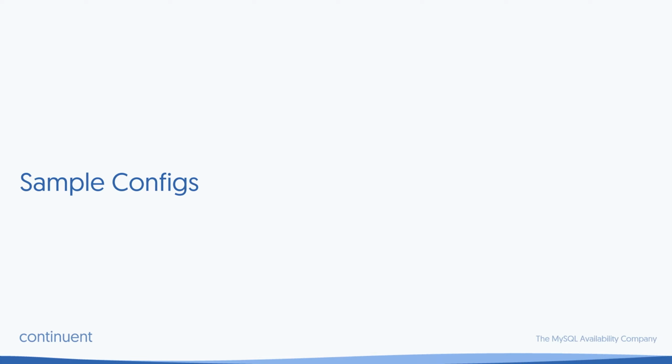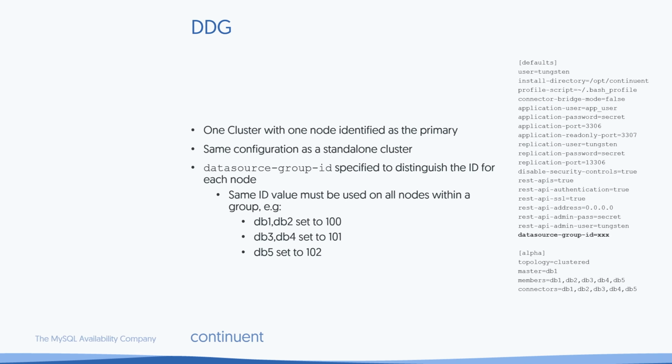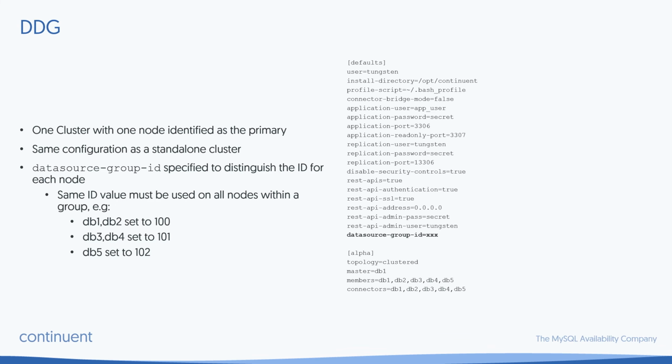So let's have a look at a sample configuration. The configuration is very straightforward. It has the default section and the cluster section. This example is showing a cluster named alpha, with one node being identified as the primary, in this case DB1. The only difference here is that you include the datasource-group-id parameter in the default section.